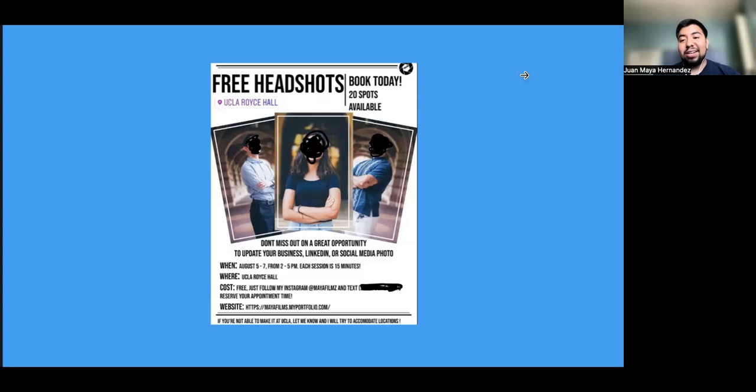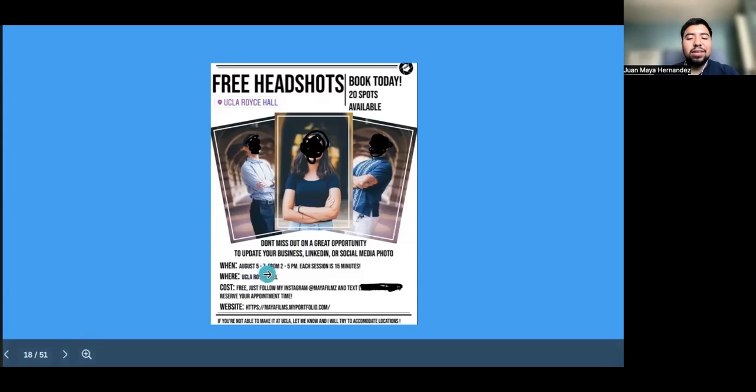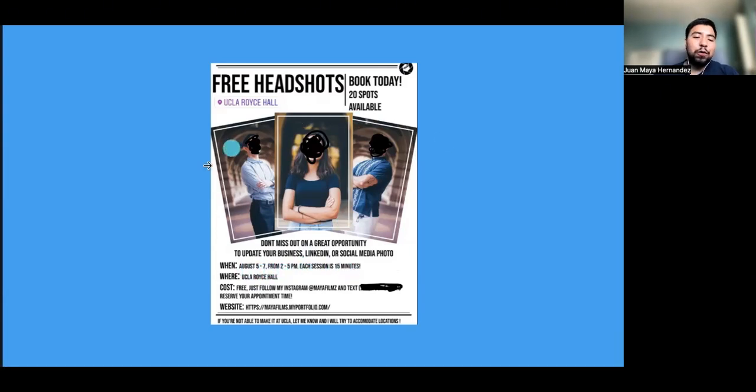And pretty much to figure this all out, I created this free event for UCLA students. And I said that I was going to be offering free headshots to any student that needs it, from August 5th to 7th, from 2 to 5 p.m. I had a few photos that I had taken of some of my friends, and I put that on a flyer and released it on a GroupMe.